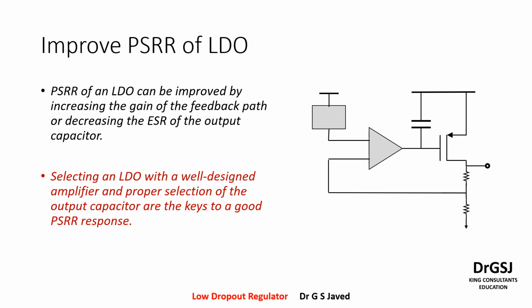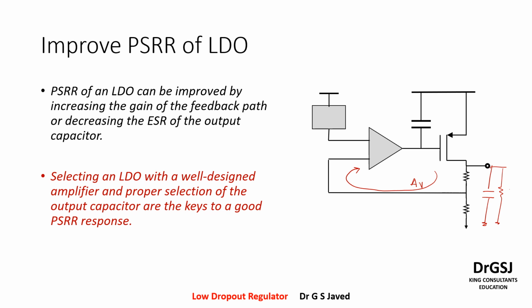So how do we increase the PSRR in an LDO? The way you can improve it is to increase the gain in this feedback path. Increase the gain here, or if we cannot increase the gain, we can decrease the ESR of the output capacitor. The output capacitor ESR is typically there in parallel.